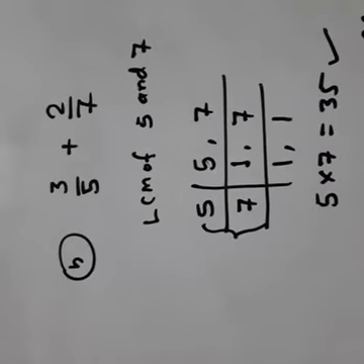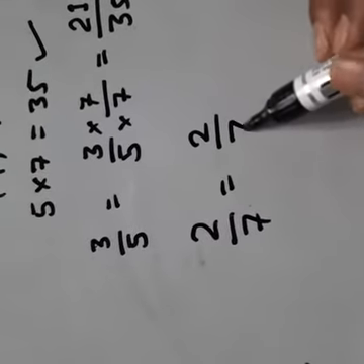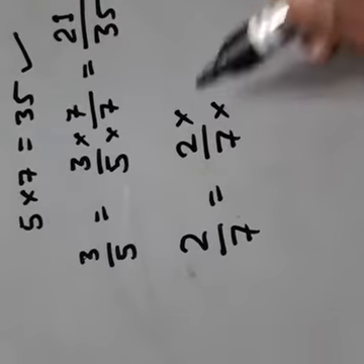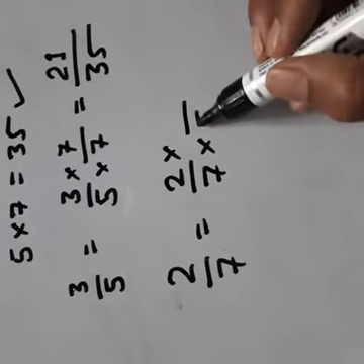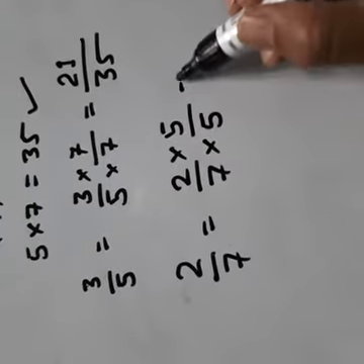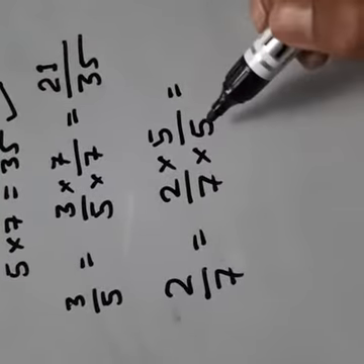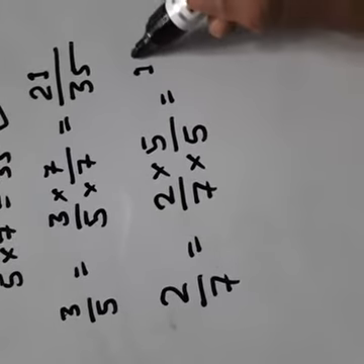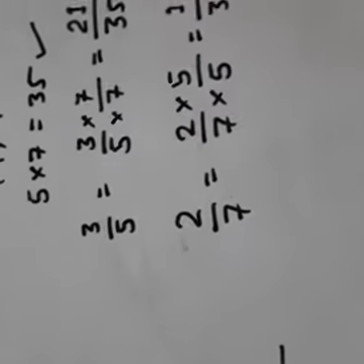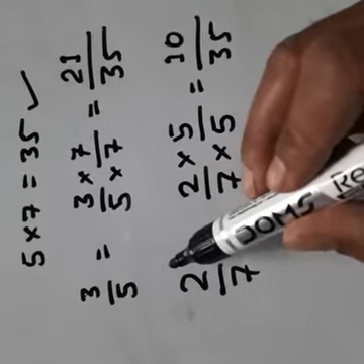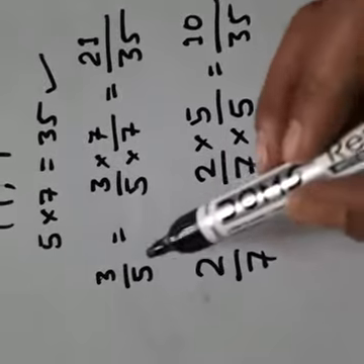Now take the second fraction student. Second fraction is 2 upon 7. This time again we have to make the denominator 35. So how can it be 35? Again we have to do the process either by division or multiplication. So 7 can be made 35 only by multiplication. So we will multiply here by 5, and we have to multiply both numerator and denominator by the same number. So 2 into 5 it becomes 10, and 7 into 5 it becomes 35. Now students, 21 upon 35 is the equivalent fraction of 3 upon 5, and 10 upon 35 is the equivalent fraction of 2 upon 7.